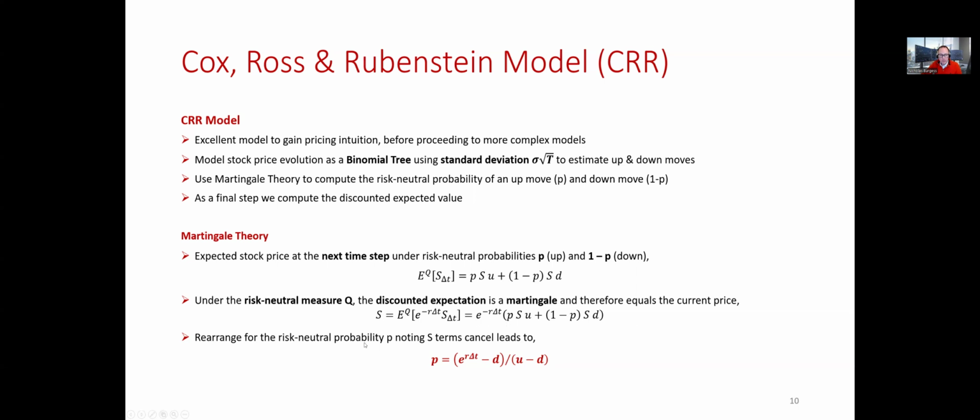Now we can rearrange this for the risk-neutral probability p, noting that the S terms cancel, and then we get this formula here. This tells us the risk-neutral probability of an up move, assuming we're in this binomial tree framework. And then 1 minus p will give us the down move. This is a key result that allows us to price our options. All because of this martingale theory, we have the fact that the expected discounted future value of S is equal to the current price. That simplifies this whole expectation and allows us to solve for the risk-neutral probability of an up move.